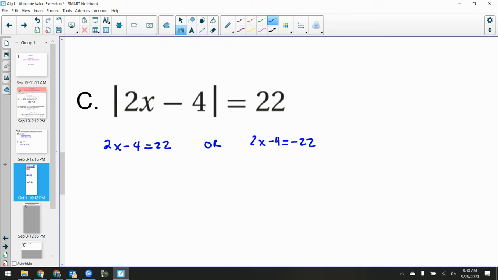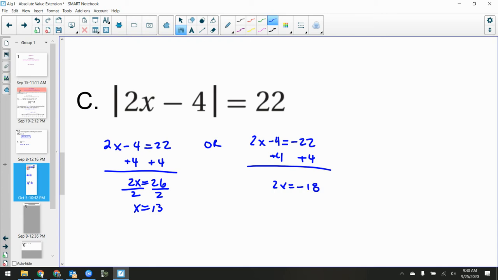So we've got 22 or negative 22 is my solution, right? So now I solve that. I add 4 to both sides. In this one, I get 2x is equal to 26. And I divide by 2, x equals 13. In the other one, I add 4 to both sides. And this one, I get 2x is equal to negative 18. And when I divide by 2, x equals negative 9. Those are my two solutions there. Questions about that? Okay. So that's when I have just the absolute value on the left side.